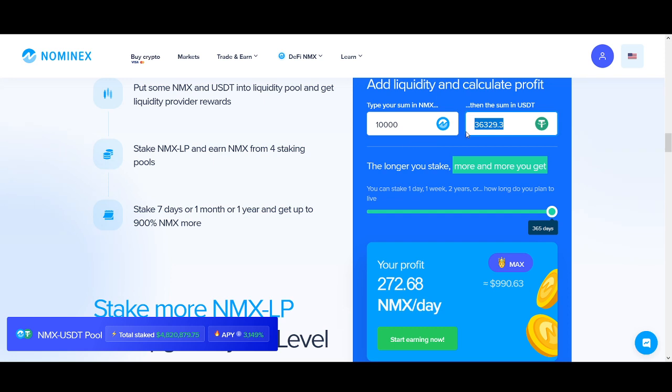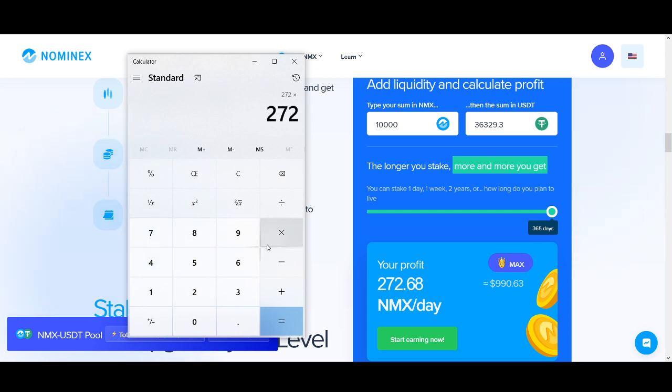So that's an investment of about $35,000, and you'll be making about 272 NMX per day. So if you get the calculator out, if you're making 272 NMX per day, 272 times 365, you'll be making almost 100,000 NMX. And at the moment, the price of NMX is $3.50. Let me get back, apologies. So let's say you're making 272 NMX times 365. You'll be making about 347,000 NMX. If you times that by the NMX price at the moment, $3.50, you could be making $1 million from there.